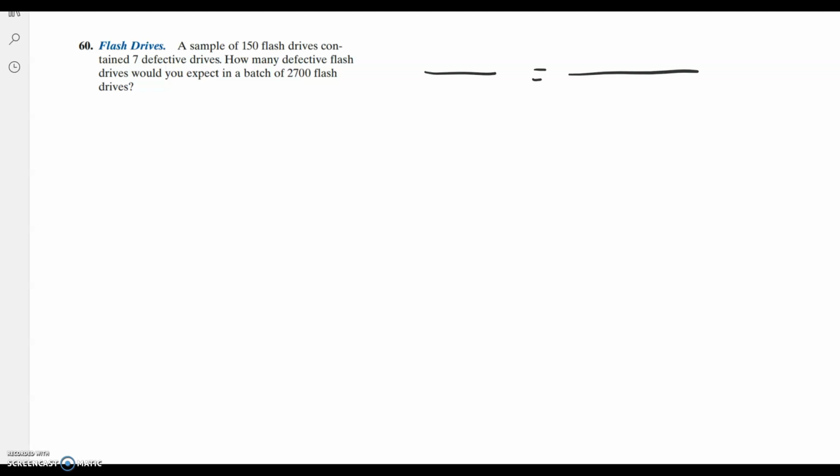So we have a sample where there's 150 flash drives, and out of those, 7 are defective. So not all of them, kind of a small proportion of them are defective. So the question is, if our small sample of 150 only had 7 defective, then if we have a batch of 2,700 of them, how many would we expect to be defective? Well, notice defective over total in the sample, defective over total in the batch. We have the same kind of direction. Defective divided by total, defective divided by total.